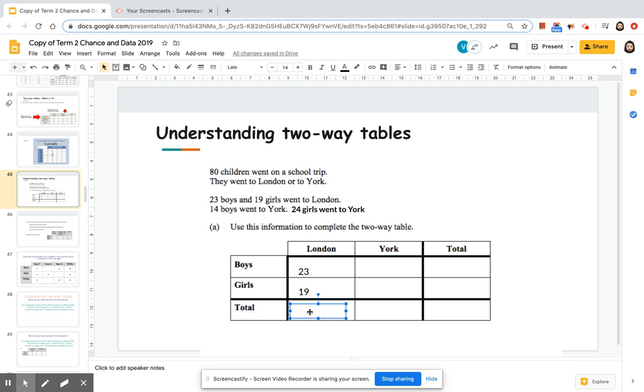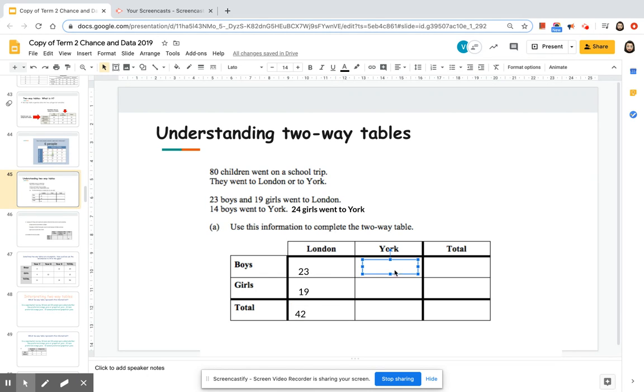Now, if I go down into my last column, it says total. So that means I need to find the total number of boys and girls that went to London on this trip. So that means I need to do 23 plus 19, and that equals 42. So in that box, I'll put the number 42. That means our first column is complete of our two-way table.